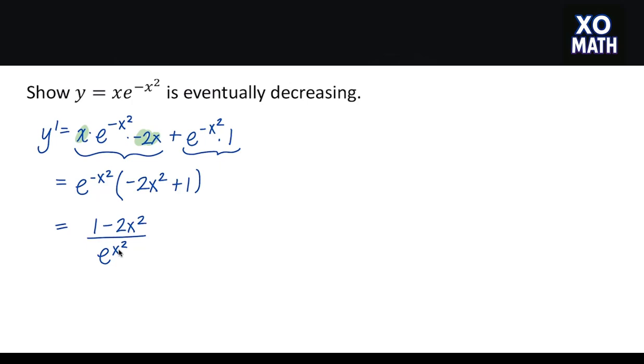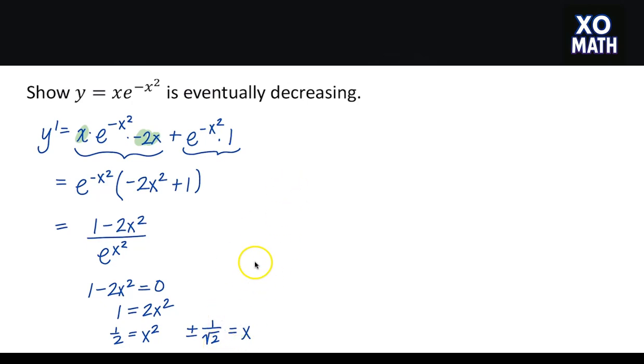I want to go ahead and find out where this is potentially equal to 0 or undefined to find my critical values. The denominator cannot equal 0, so this can't be undefined, so I'm just going to set that numerator equal to 0. So I'm going to solve 1 minus 2x squared equals 0. So 1 equals 2x squared, 1/2 equals x squared. So if I solve for x, I'm going to get plus or minus 1 over radical 2. So I'm going to get two different critical values.